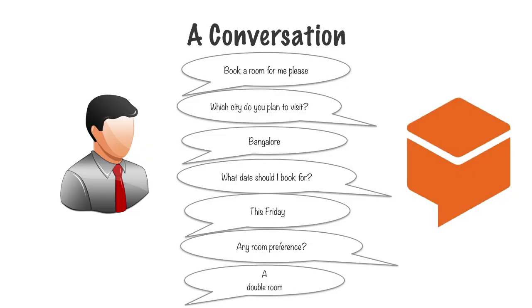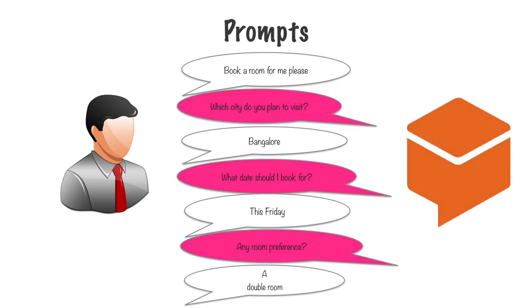We've seen this conversation earlier where a customer is interested in booking a room. You can see that an actual booking cannot be carried out till the customer provides us a bunch of information: the city he wants this room in, the date for which he wants the booking, and the kind of room that he prefers. All of this is required information which needs to be elicited from the user. And there is a way that you can have your bot elicit this information by asking specific questions. These questions are called prompts.